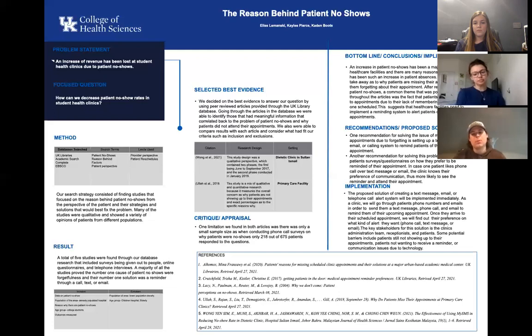And some potential barriers that could happen with this change being implemented are patients still not showing up to their appointments, or patients not wanting to receive a reminder, which is something that could be very detrimental to our clinic, or just communication issues due to technology. In the age of technology that we live in, there are a lot of issues that happen. So that could definitely be a big barrier that we come across.